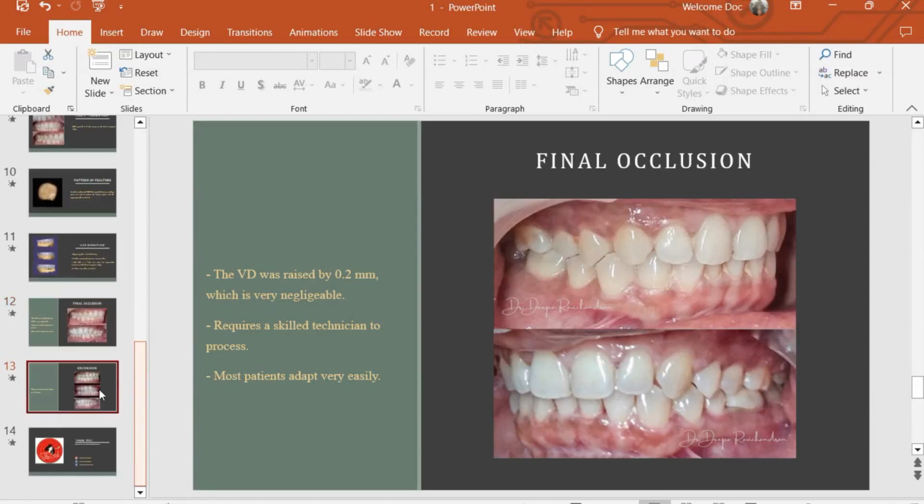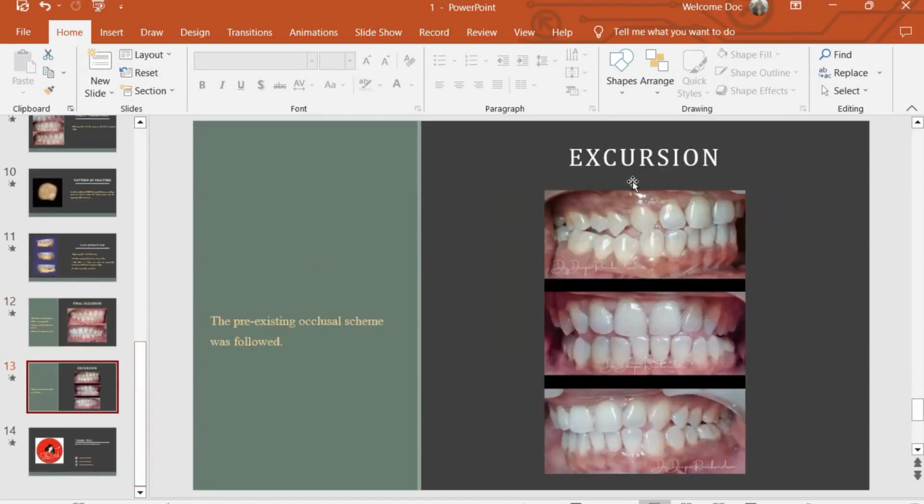And these are the excursive movements of this particular patient. So keep one thing in mind: whenever the vertical dimension is less in the posteriors, the patient is always going to exhibit some type of group function in excursion. So if you see over here, the patient doesn't just have posterior group function, the patient also has something known as anterior group function, where the lateral incisors and the canines are also touching.